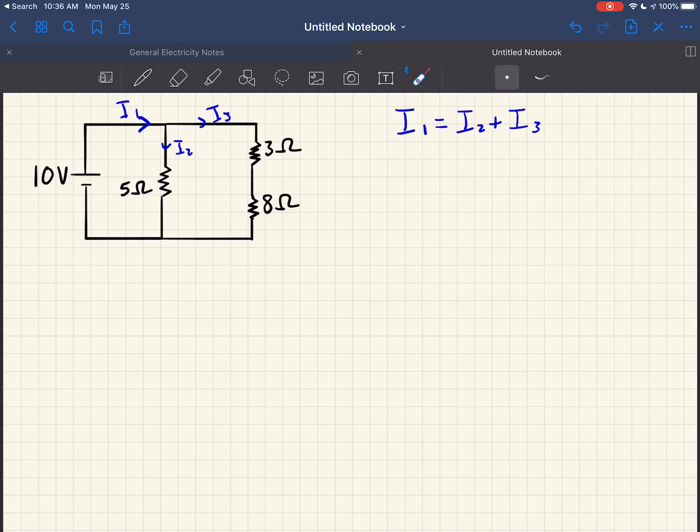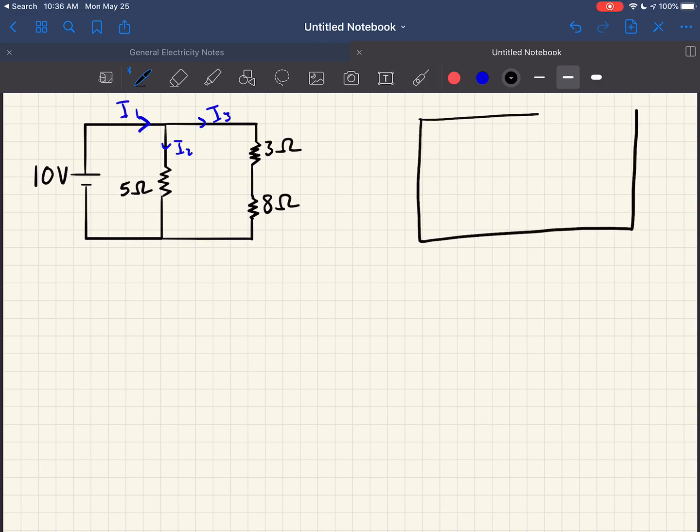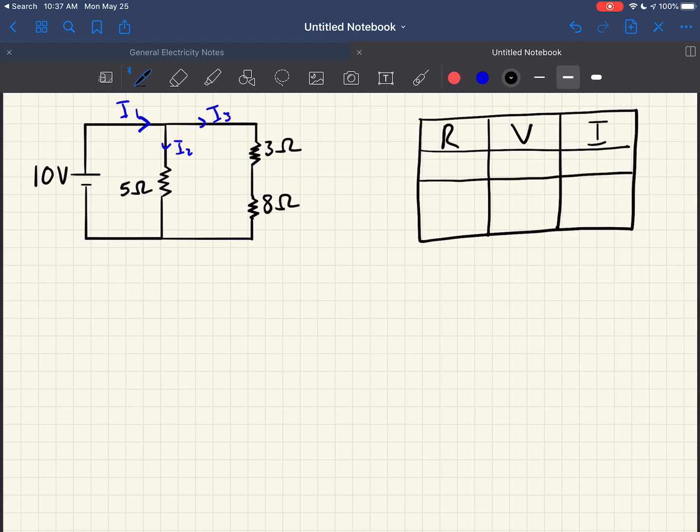So I think what I might do now is start off by making a little box for organizing what I know. These are pretty common to use when you're solving circuits. So we can just set up a little box and label it R, V, and I. Okay, and my resistors are 5 ohms, 3 ohms, and 8 ohms.